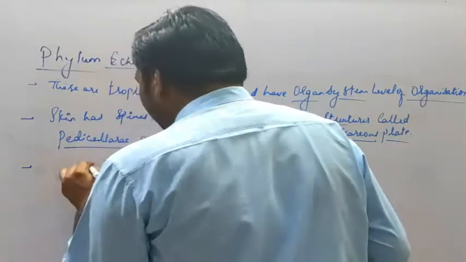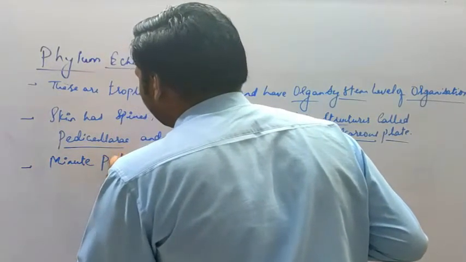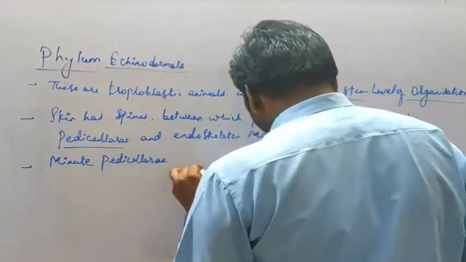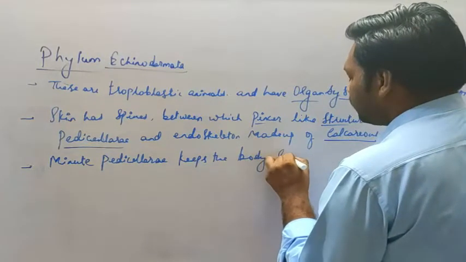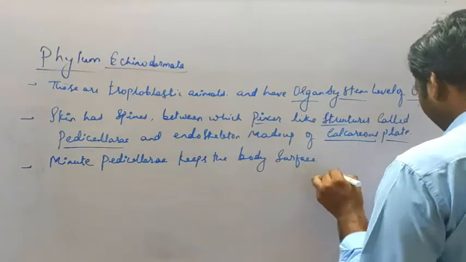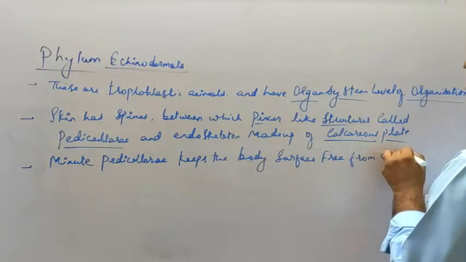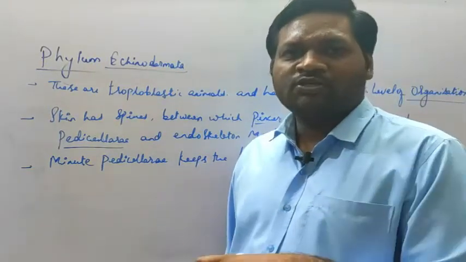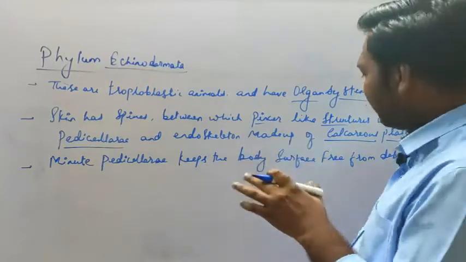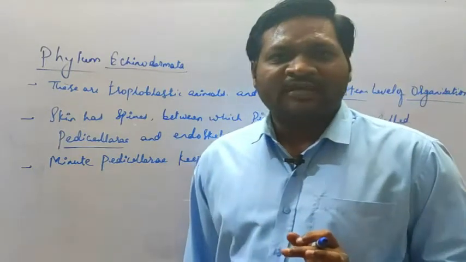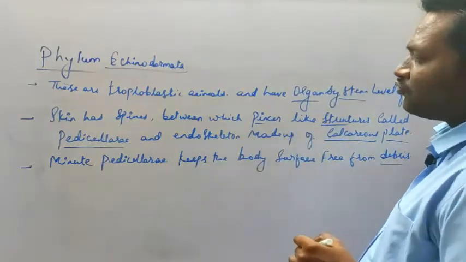The next, minute pedicellariae keeps the body surface free from debris. Okay, so basically they are found at the bottom of the ocean, okay, their body may be having minute structures, okay, so these minute structures, they are responsible for keeping body surface free from the debris. Now debris may be any kind of particles over there, okay, it may be the cell debris or it can be the other debris which are formed on their body, okay, so which will be freed with the help of such a body surface which has the pedicellariae.